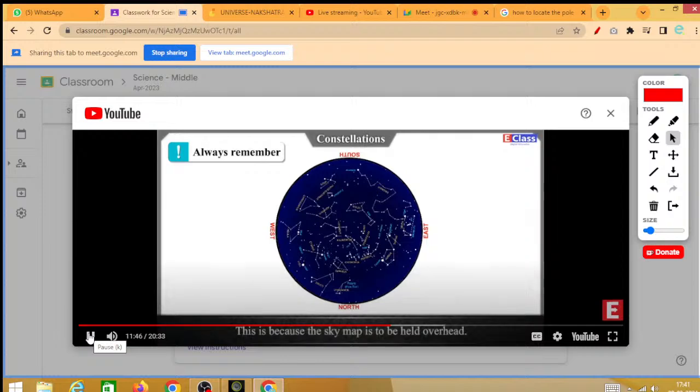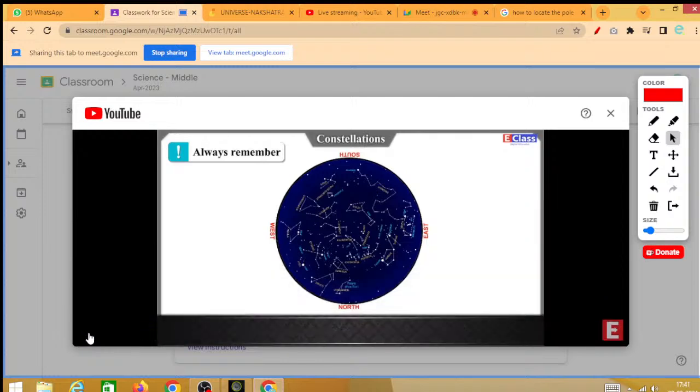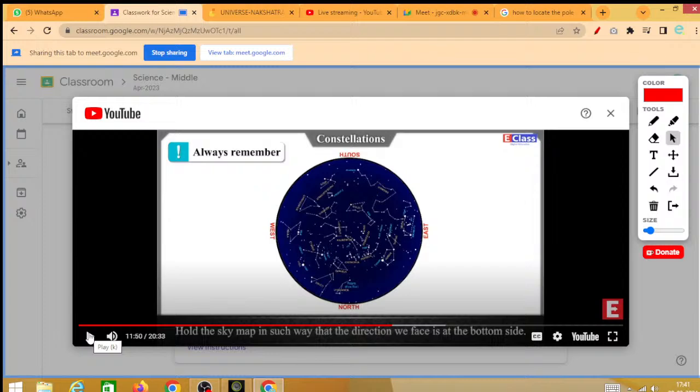This is because the sky map is to be held overhead. Okay, so what is happening? It is on the top, that's why. Overhead. And then we have this entire thing, so it is down and up. Normally the Earth's north is up. Hold the sky map in such a way that the direction we face is at the bottom side.